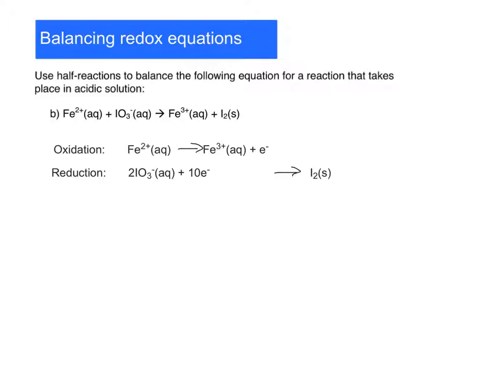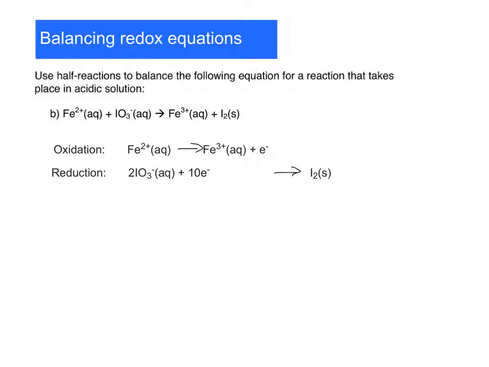Okay, so hopefully you've come up with this as your 2 half reactions, the Fe2 plus going to Fe3 plus plus 1 electron. Okay, and then for the second one we have IO3 minus. Okay, so hopefully you figured out that the oxidation number for iodine in this case, since it's bonded to oxygen, is going to be plus 5. And then on this side it's 0. All right, and we have 2 of them, so it's gaining 5 electrons for each one, so it's going to be 2 IO3 minus plus 10 electrons goes to I2 solid.